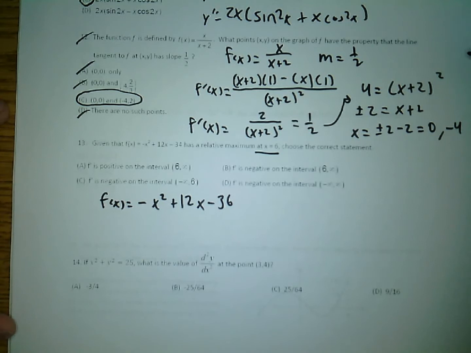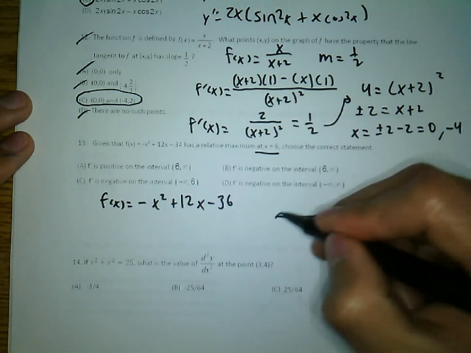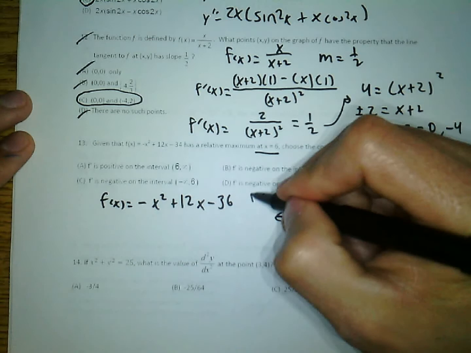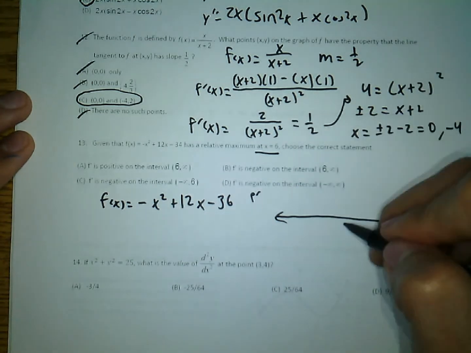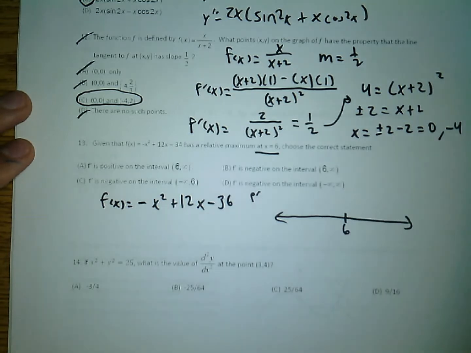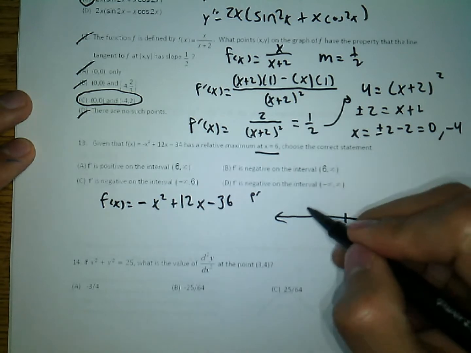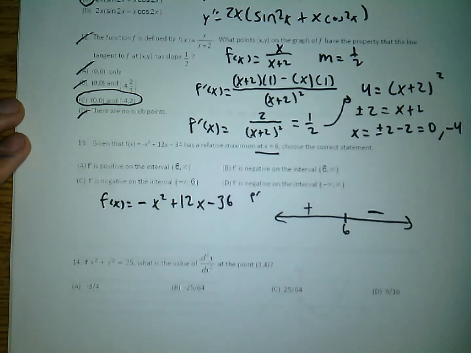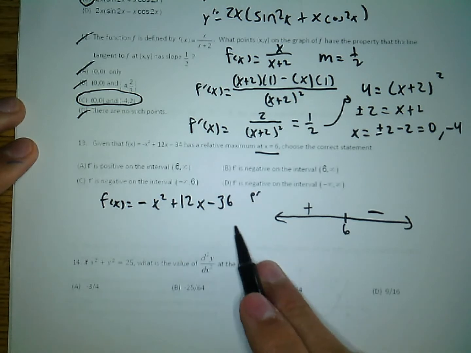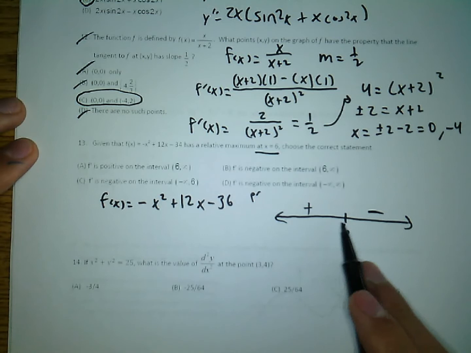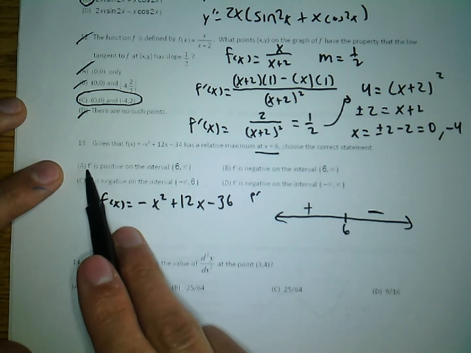If you have a maximum at x equals 6, what that means is its first derivative, without really finding it, which by the way we can, is going to have a critical number at 6. And in order to have a maximum, you would have to first be increasing, and then you would have to be decreasing. So that means that the first derivative has to be positive from negative infinity to 6 and negative from 6 to infinity. So let's see what the options are.